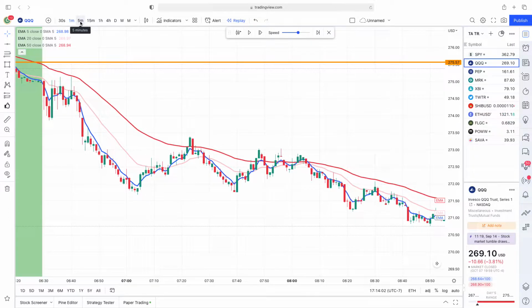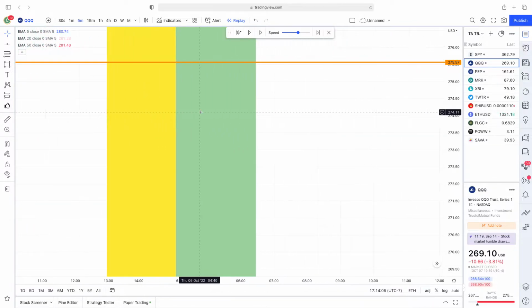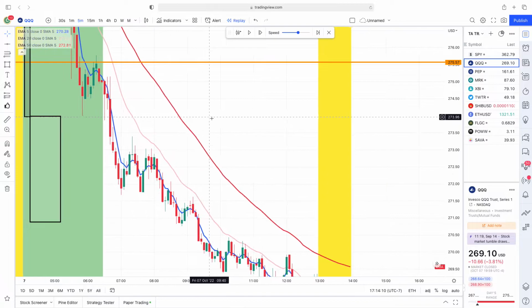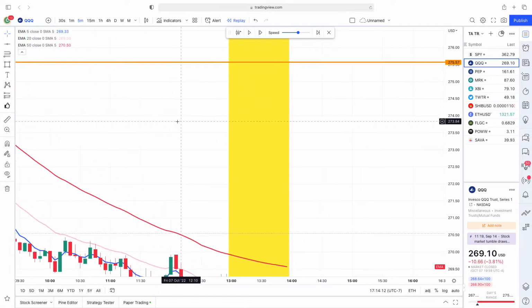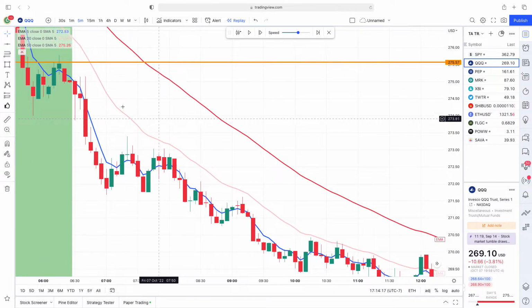For instance, let's click back to the 5. I really hate that it does this. Okay, so now we're back on the 5. Same day, all right? Look at that. Now, more or less, it's fewer movements. So each one of these candles is 5 minutes. You got to remember that.